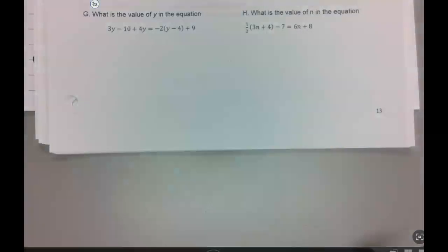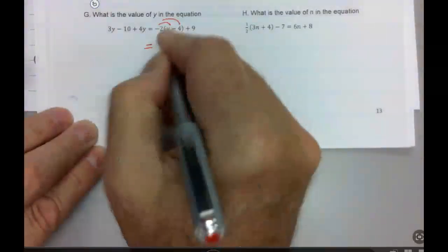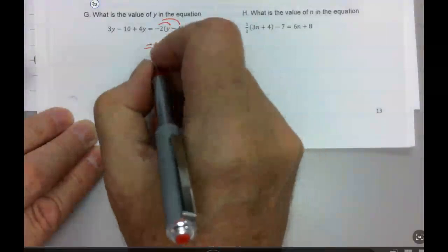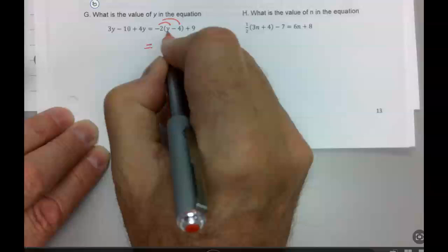Okay, so what do we have to do first on this one here? Colton, what do we have to do first on G? Distribute. Very good. So when I distribute here, what's that give me? 2y and -8. Okay, what's negative 2 times positive y? Negative 2y. There you go.